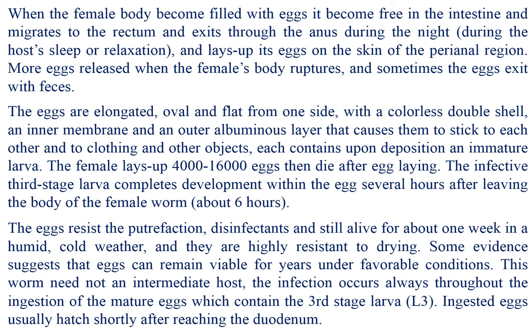The eggs are elongated, oval, and flat on one side, with a colorless double shell, an inner membrane and an outer albuminous layer that causes them to stick to each other and to clothing and other objects. Each contains, upon deposition, an immature larva. The female lays 4,000 to 16,000 eggs, then dies after egg laying.